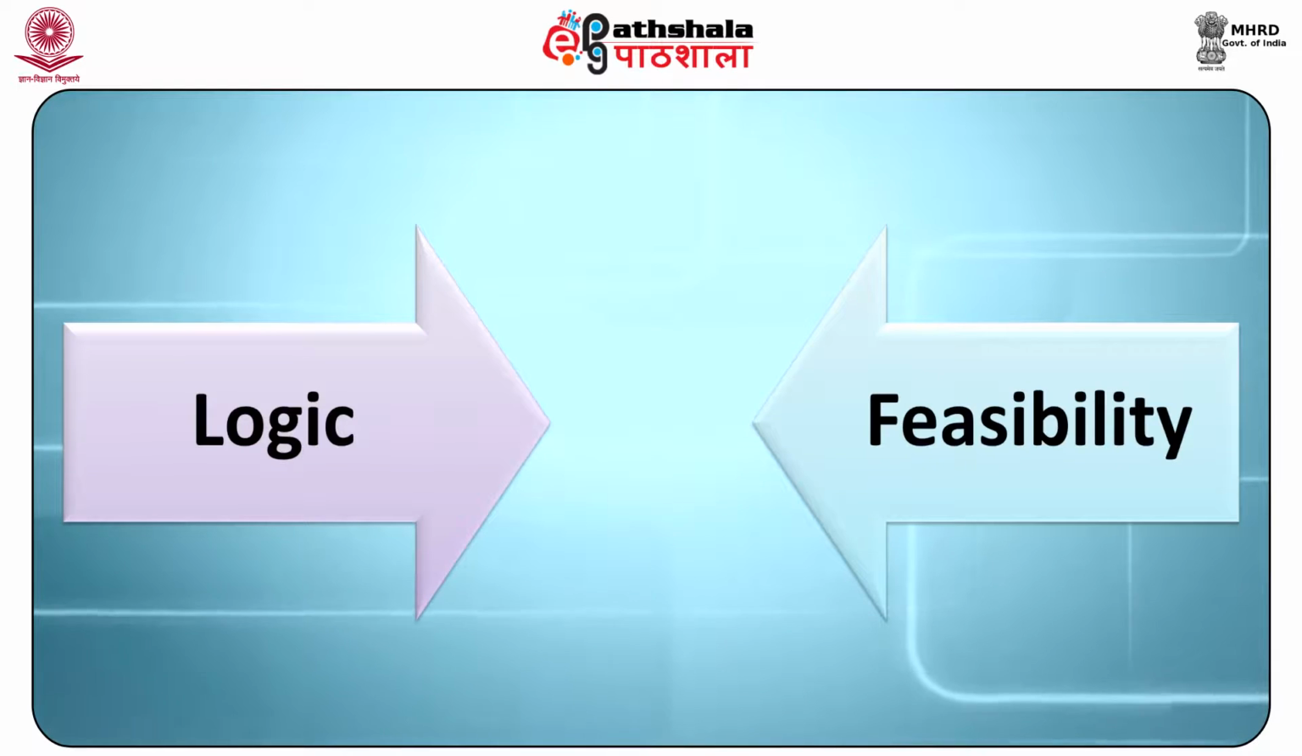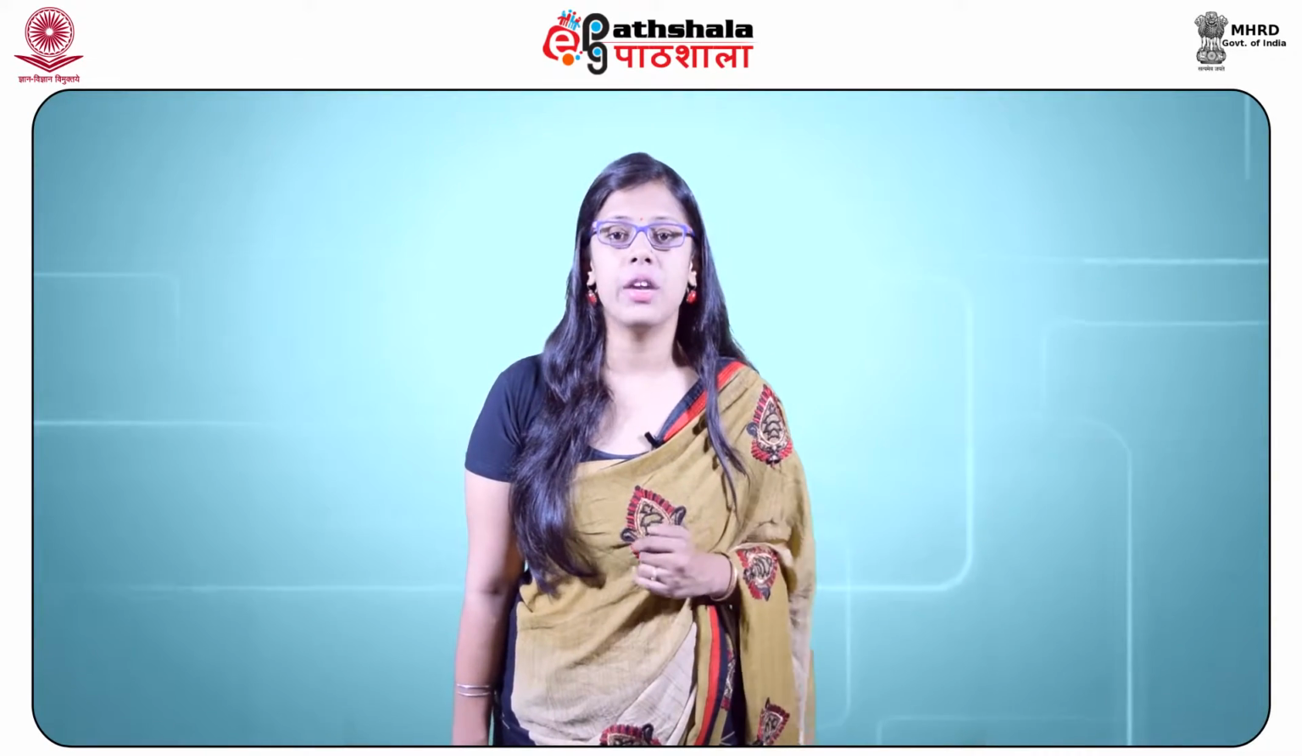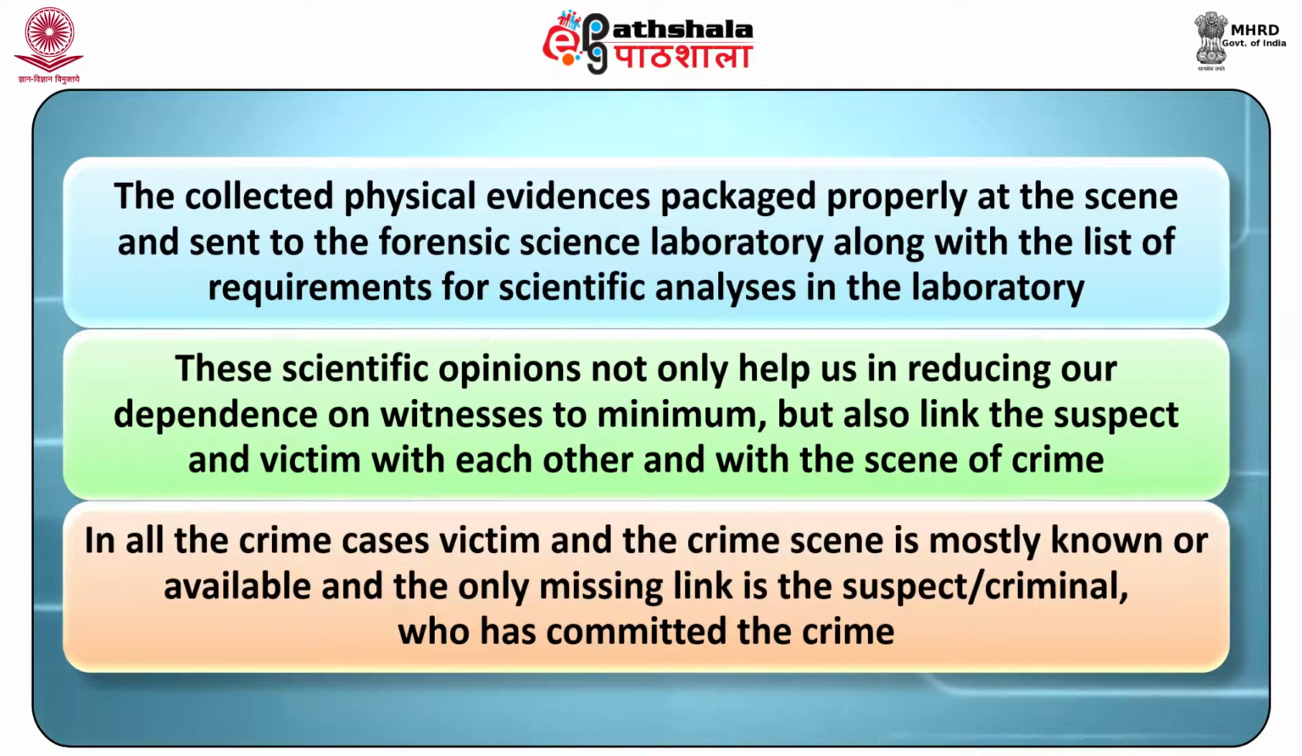Now, let us move to the aim of a scientific investigation. Students, as you know, crime scene investigation works on two important factors, that is, logic and feasibility. Processing a crime scene is a tedious job that involves logic, how the event might have taken place, and then the feasibility of that event is checked. Once these two issues have been resolved, it is followed by recognition and thorough search for any physical evidence left at that particular place. The collected physical evidence is packed properly at the scene and sent to the forensic laboratory along with the list of requirements for scientific analysis in the laboratory.